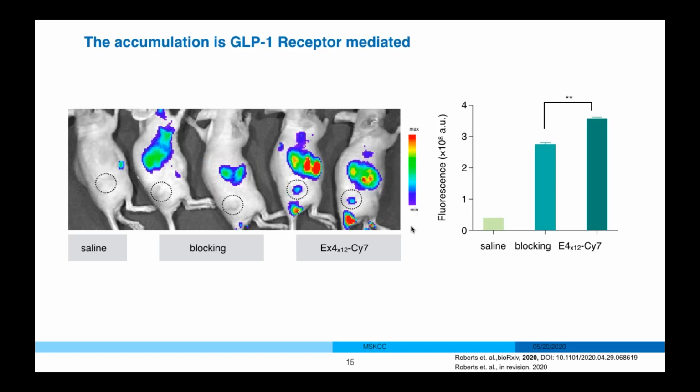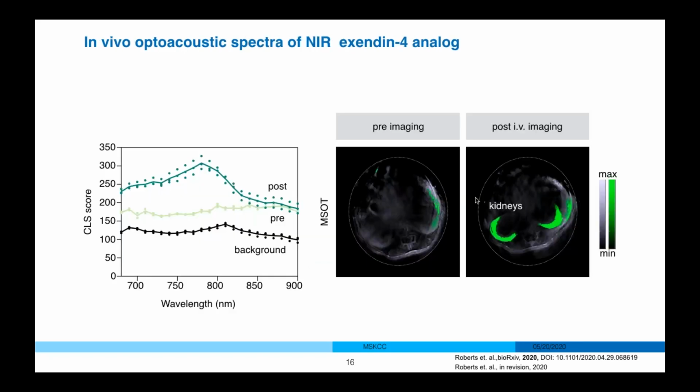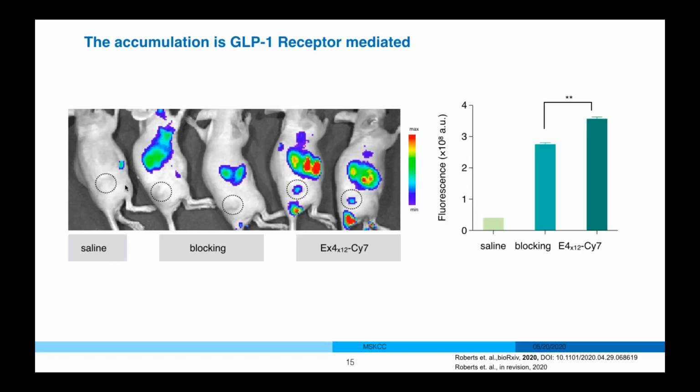In addition, we further show that the accumulation of our exendin-4 analog tracer is glucagon-like peptide 1 receptor mediated via this experiment. These are representative epifluorescence images in mice that we injected with either saline, blocking, or the contrast agent, with the fluorescence quantification on the right-hand side. So we show here that we can block these signals. The region of interest is the quantification, as I mentioned, and here the size does not grow because it's an insulinoma, and the hotspots you see around the circles are the organs of clearance pathways, such as kidney, liver, and spleen, and the bottom hotspots are perhaps urine secretion.